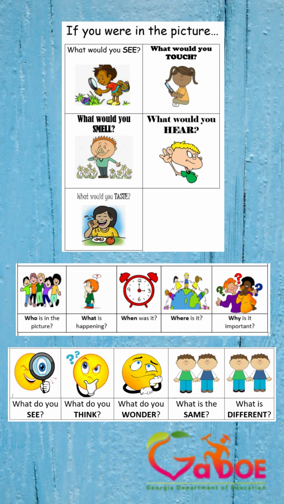Here are a few more examples of different kinds of prompts you could use with your students. There are many, many more to choose from. On the top, you see a sensory analysis. That's where students ask, what do you see? What do you taste? What do you touch? What do you smell? What do you hear when looking at an image or an artifact? In the middle, you see who's in the picture, when was it, where is it, and why is it happening? And then lastly, that organizer that we just looked at.